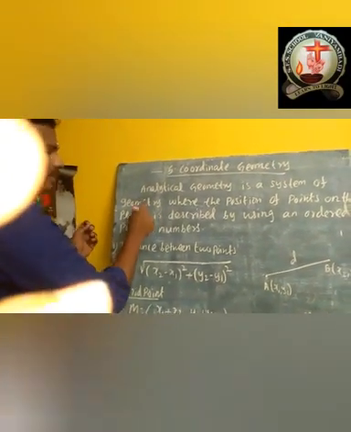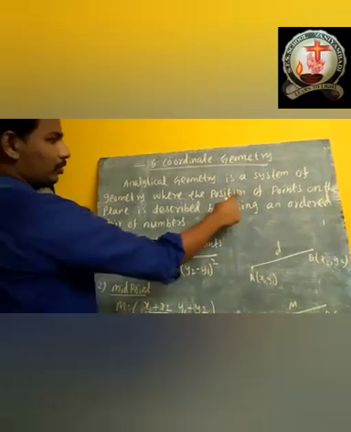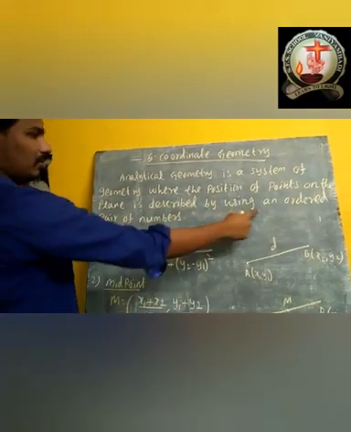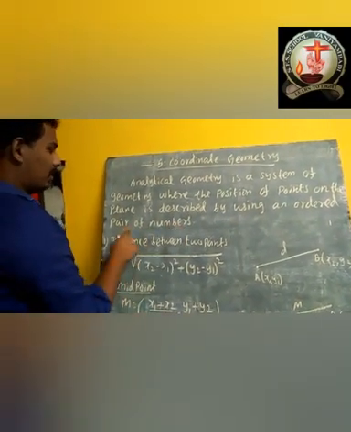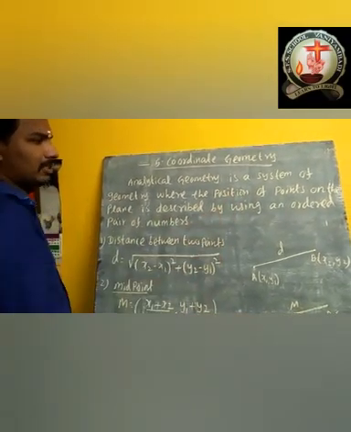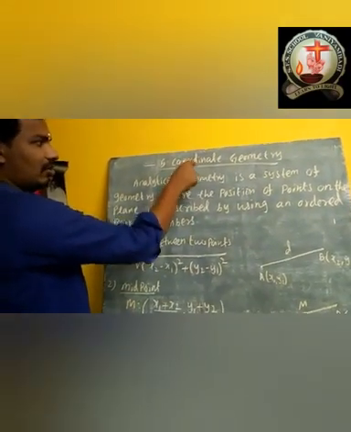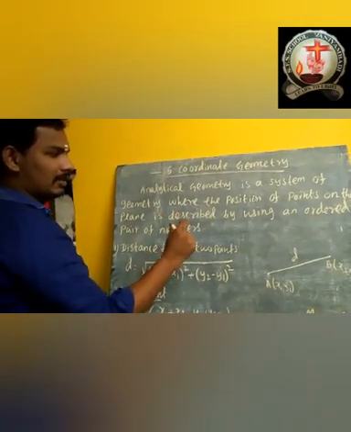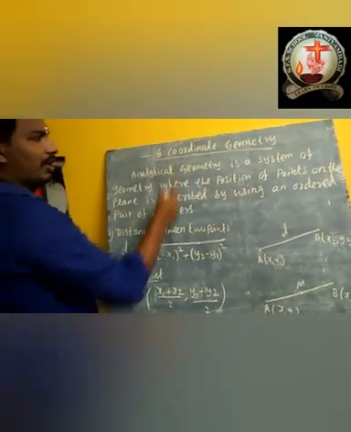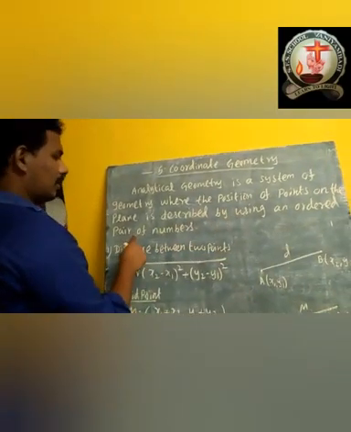See the definition: analytical geometry is a system of geometry where the position of points on the plane is described by using an ordered pair of numbers. It is fully based on the position of points. The coordinate itself denotes a point, a pair of numbers. For example, (1, 2), (5, 7), (-3, -5). So that is called a coordinate. Coordinates are a pair of points described by using a pair of numbers.